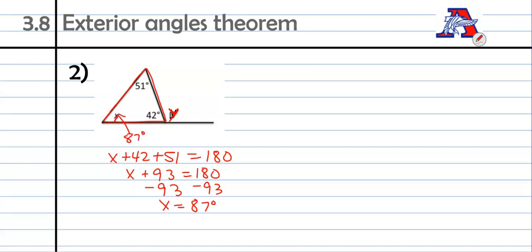Okay, and now that we have that, we have a couple different ways that we can find y. We could use the linear pair idea, so we could just say that 42 plus y is equal to 180. We can solve it that way because they're a linear pair, so minus 42 minus 42, and y is equal to 138. So that works. So option 1.